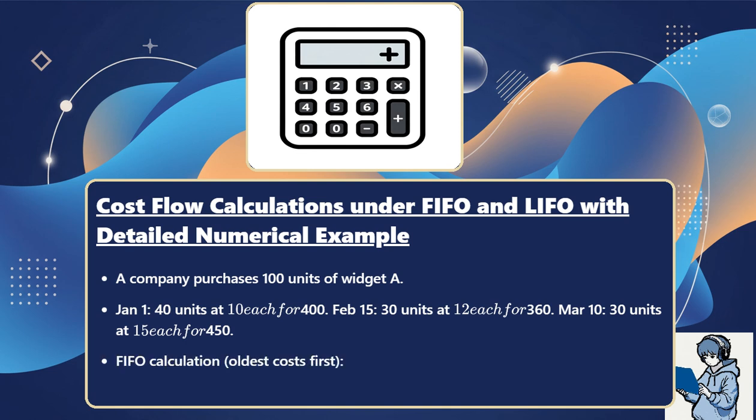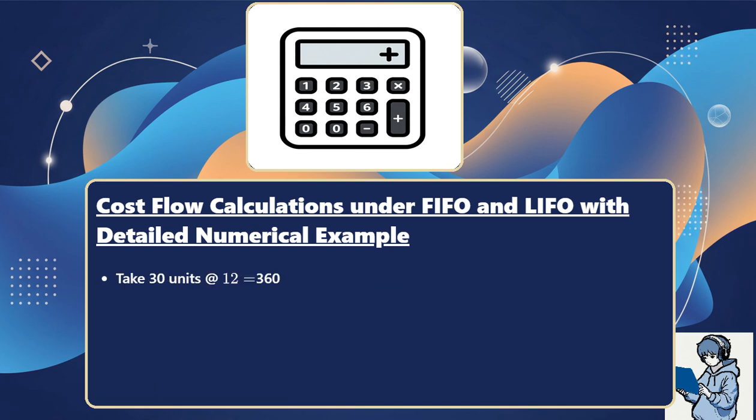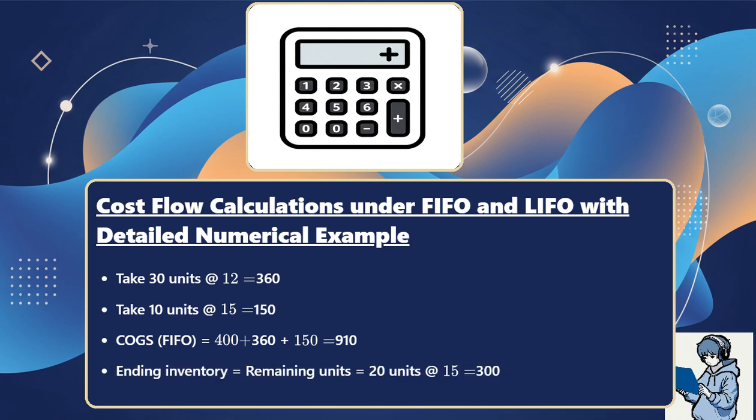FIFO calculation. Oldest costs first. Take 40 units at $10 equals $400. Take 30 units at $12 equals $360. Take 10 units at $15 equals $150. Cost of goods sold FIFO equals 400 plus 360 plus 150 equals $910. Ending inventory equals remaining units: 20 units at $15 equals $300.